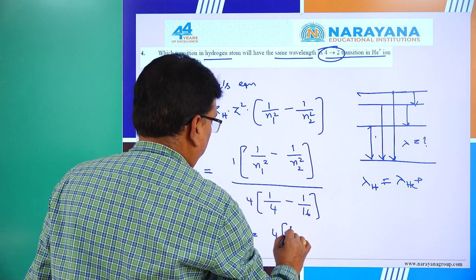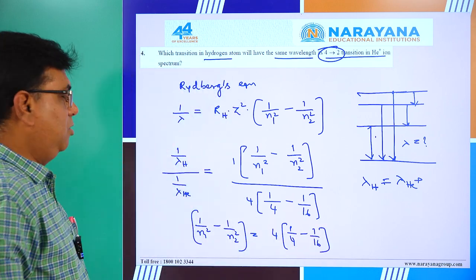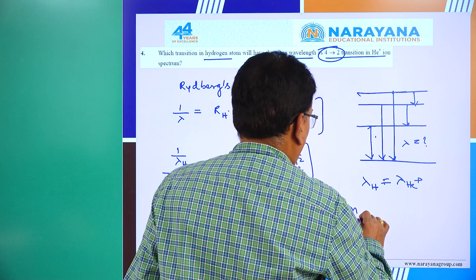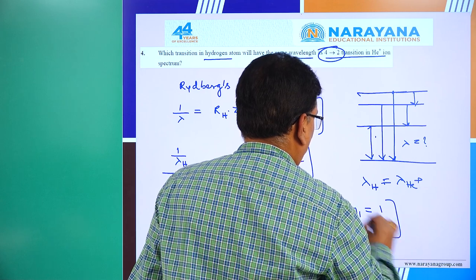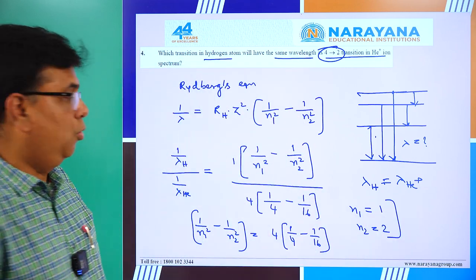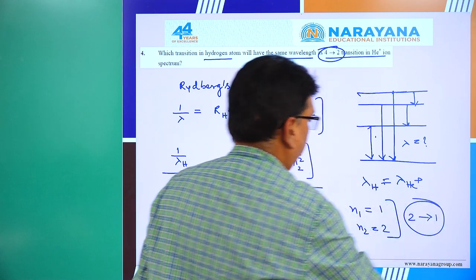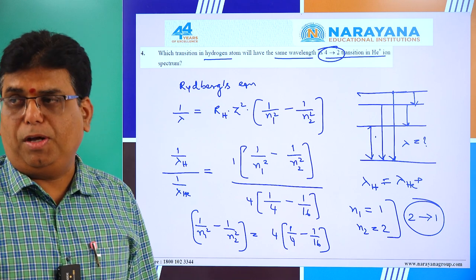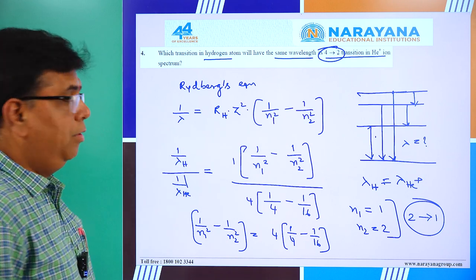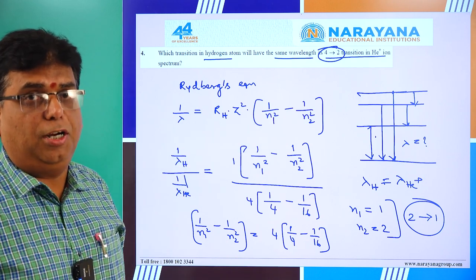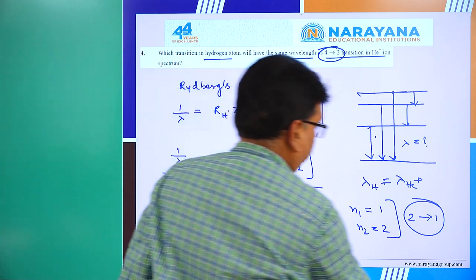So, it is 1 by 1 minus 1 by 4. By solving this, what you will get is n1 is equal to 1, n2 is equal to 2. So then it is a 2 to 1 transition. That is your answer. I hope all of you are able to understand. This is a detailed explanation given. So, this is from atomic structure, hydrogen spectrum. Very basic question. Next, question number 5.